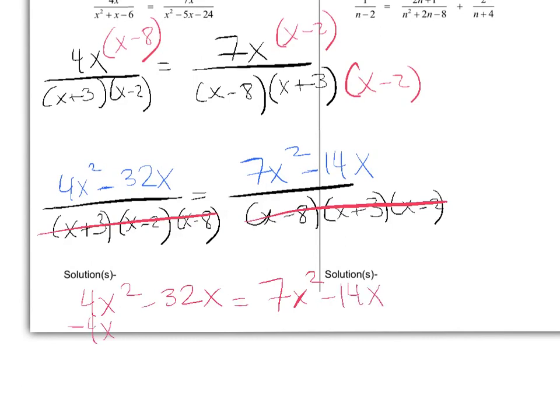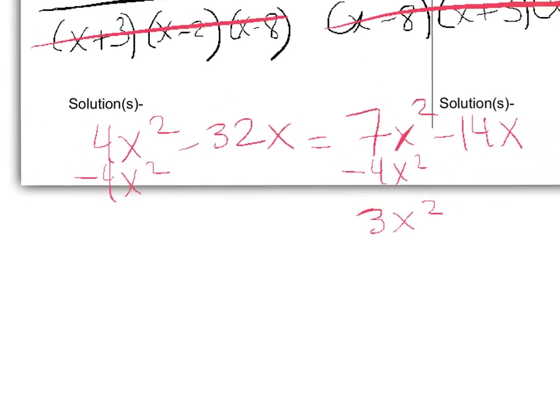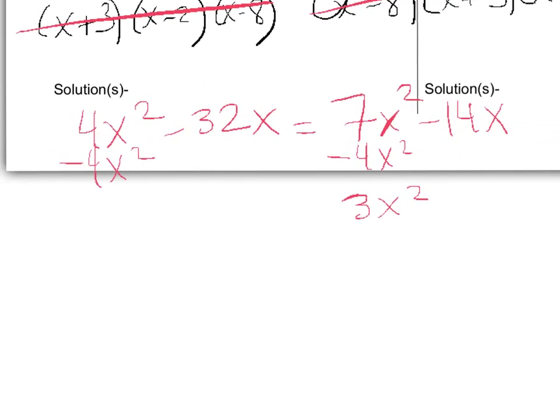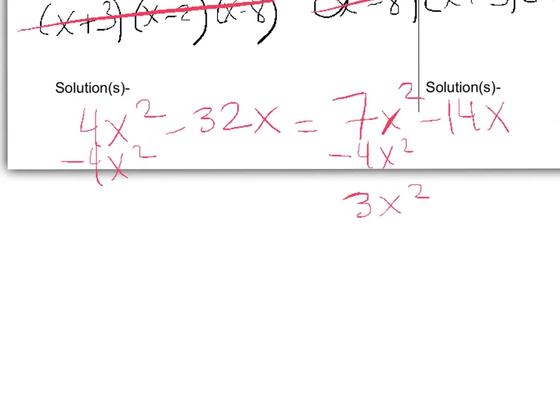Subtract 4x squared from both sides. The reason I'm subtracting to that side is because I want to keep the x squared positive. So 7 minus 4 is going to be 3x squared. Okay, and then what you're going to have is 3x squared minus 14x equals negative 32x.